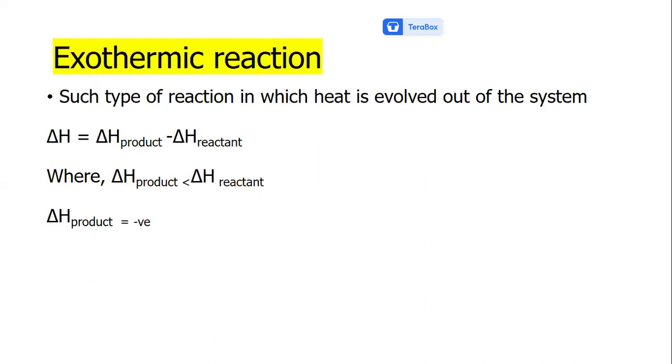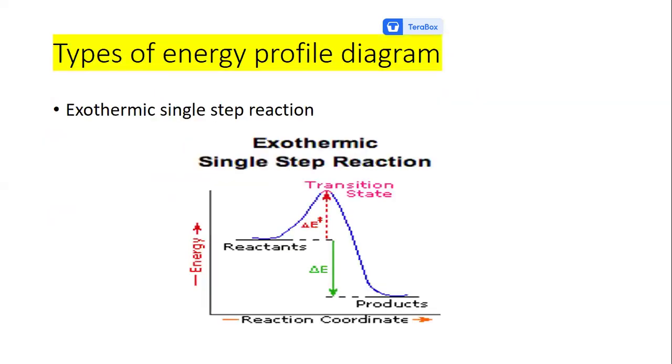Exothermic reaction: such a type of reaction in which heat is evolved out of the system. Delta S is product minus reactants, where delta S product is lesser than delta S reactant. So delta S is negative.